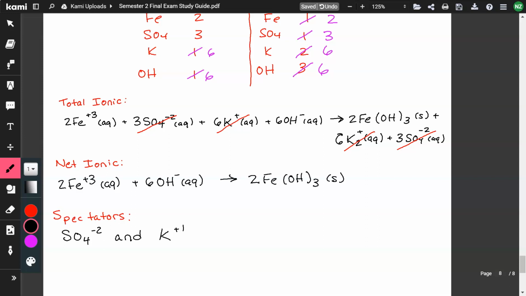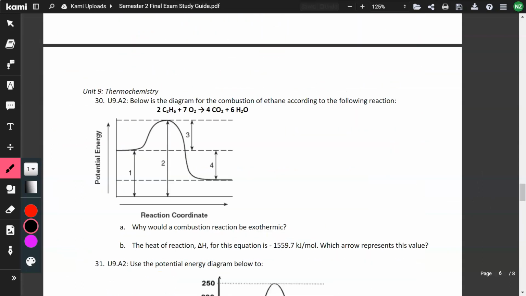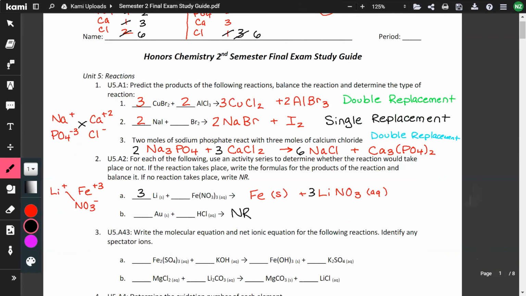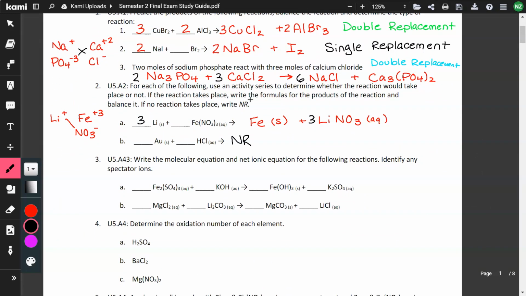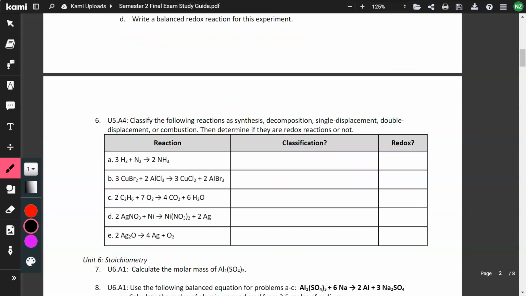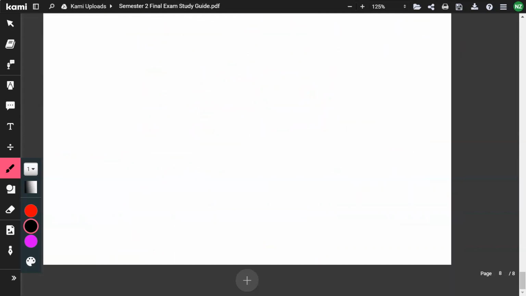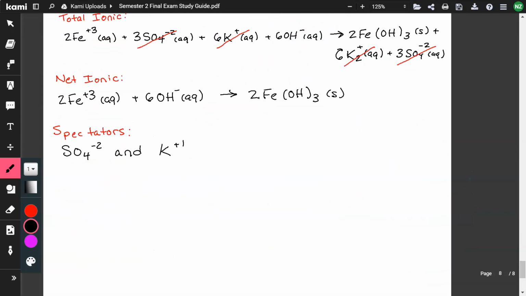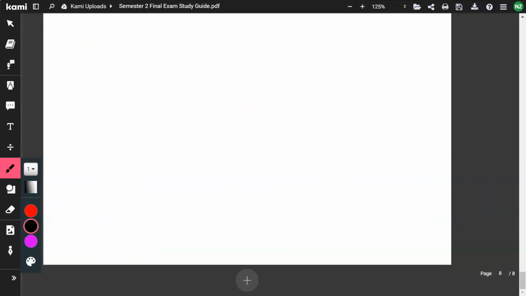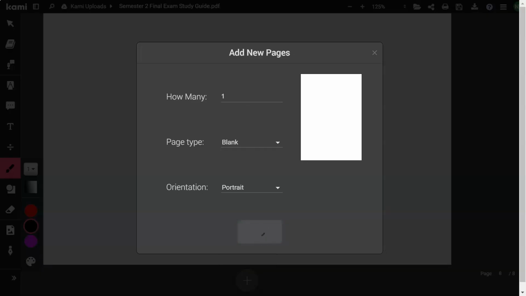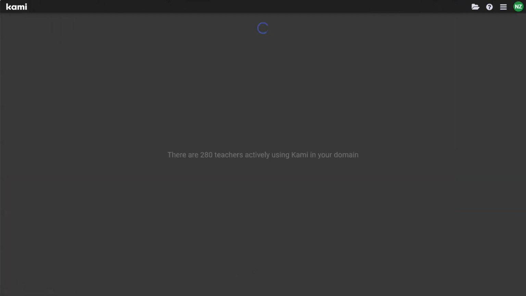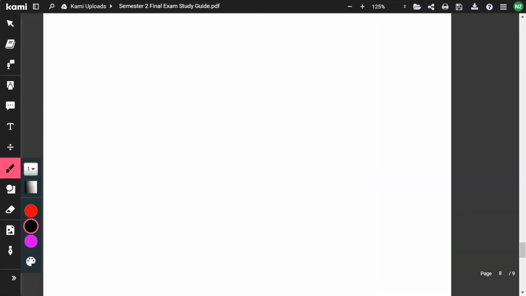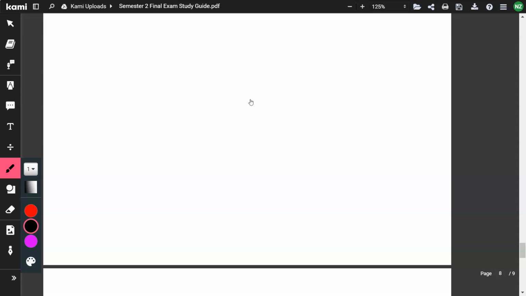All right, so we have another one. If we go back to the study guide here, number 3B is also the same thing. So I'm going to go down and let's see, do I have enough room? Let's just do another page. Don't have to worry about wasting paper on the computer. Okay, so I'm going to rewrite the problem.